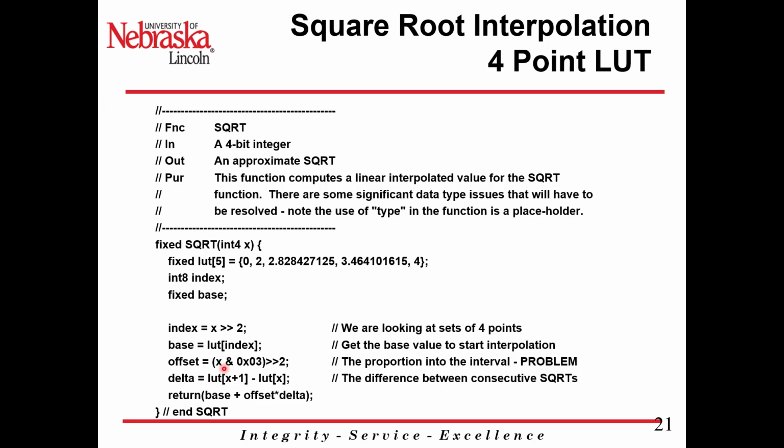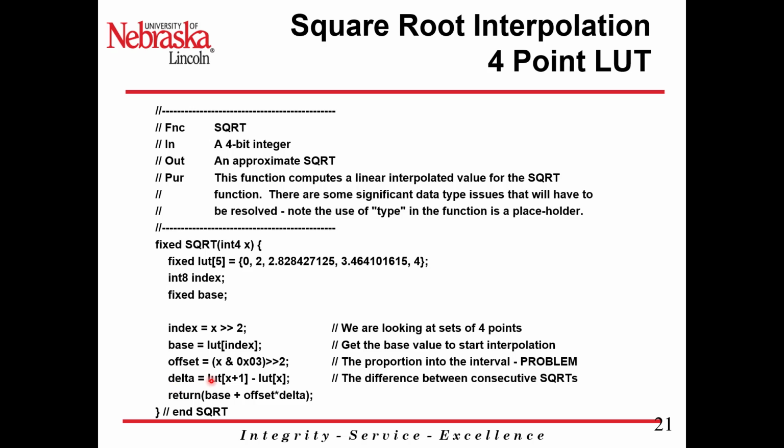Our offset, we're going to AND x with this 3 value. Essentially, we're looking at the lower 2 bits of our number. So if it's 9, that's going to be a 1. And we're going to shift that right by 2.